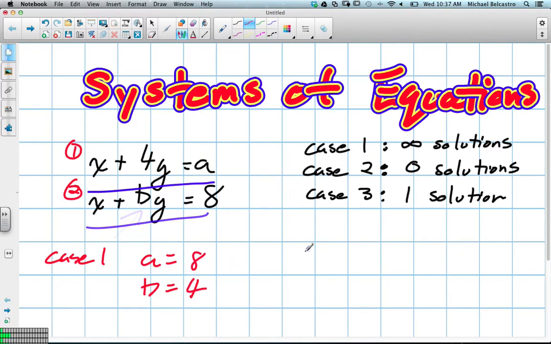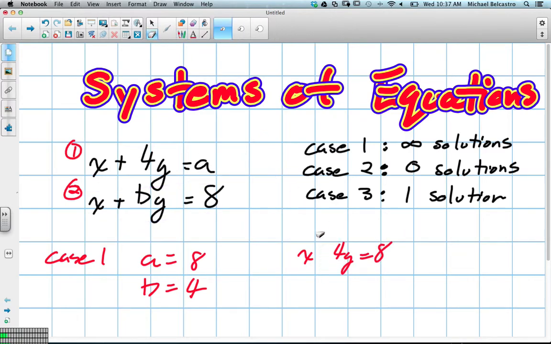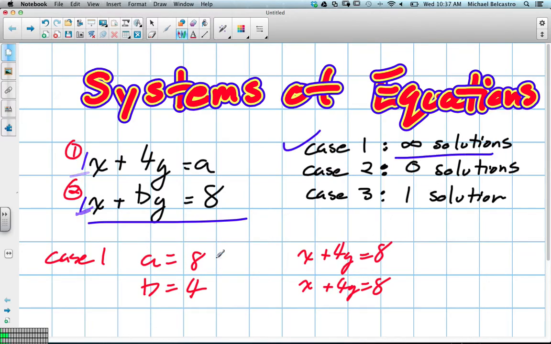So we'd be looking at x plus 4y equals 8, and x plus 4y equals 8. These are identical equations. One of them could also be a scalar multiple, but because the coefficients in front of our x were both 1, we're looking for identical equations. So that would satisfy case 1. If we had an infinite number of solutions, a would be 8, b would be 4.